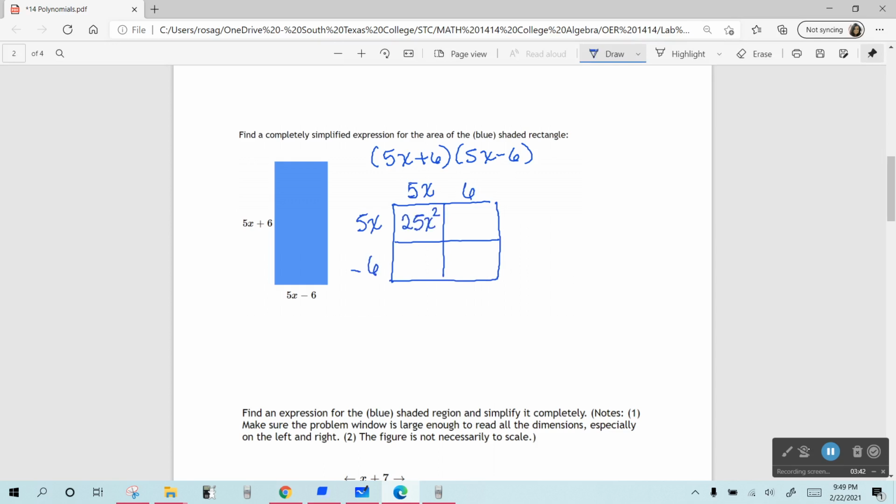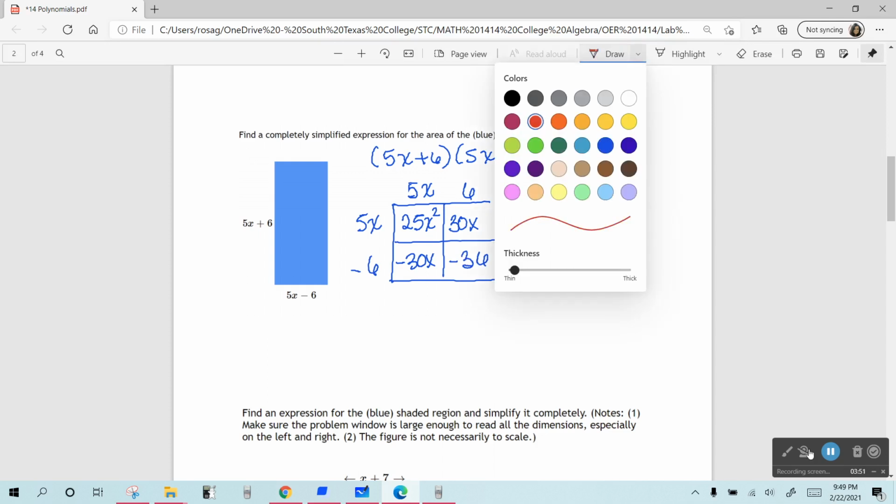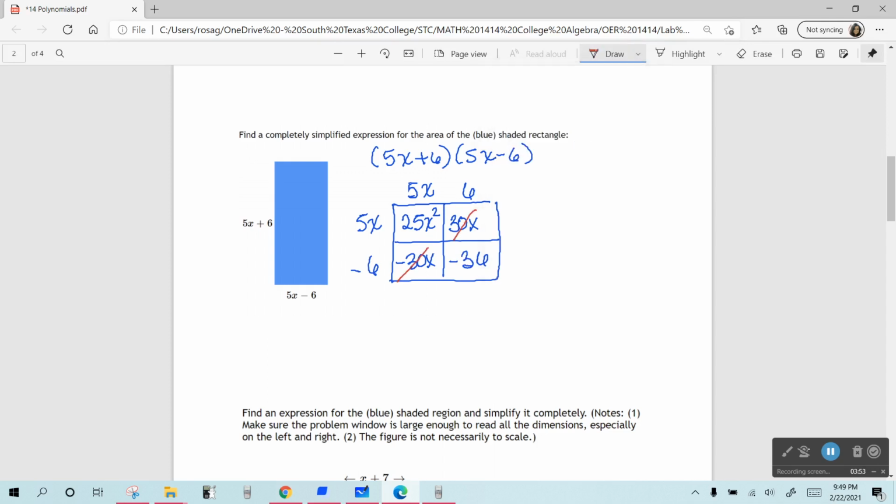So I'm going to put 5x plus 6, 5x minus 6. That's 25x squared, 30x, minus 30x, minus 36. So what's going to happen here, those are going to cancel, leaving 25x squared minus 36.